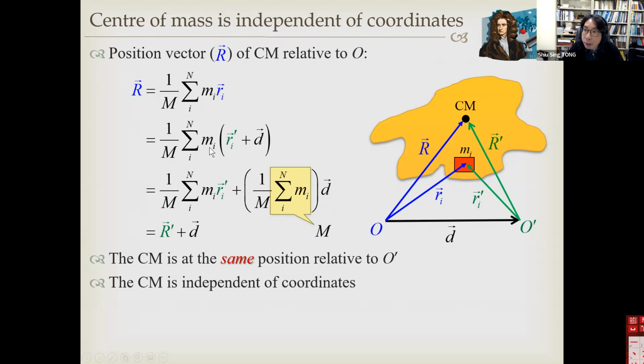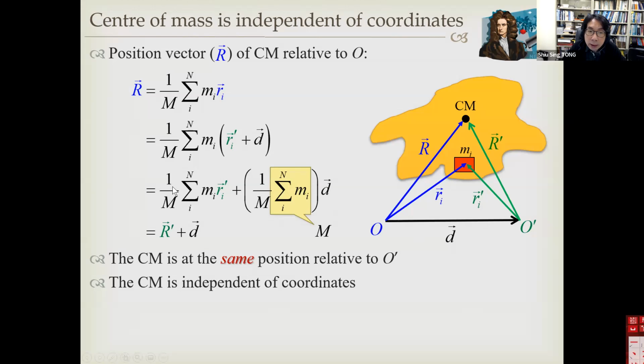Now, because this is a summation, the summation can be distributed to each of the terms, right? So I can separate these two in the summation. So for the first term, I get summation Mi Ri prime, while for the second term, I have summation Mi and the D, because it is just a constant, so it can be taken out of the summation. So I sum all the M first and then multiply by D. Okay.